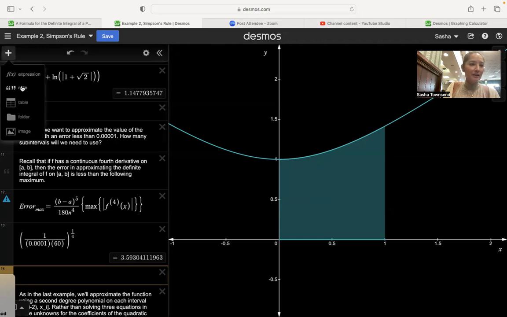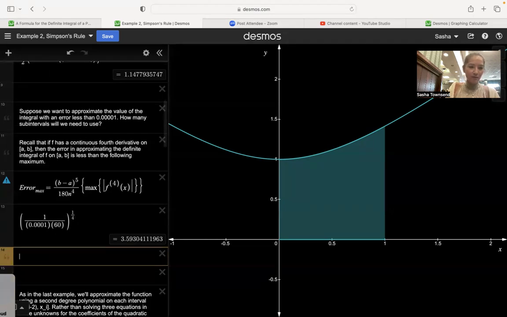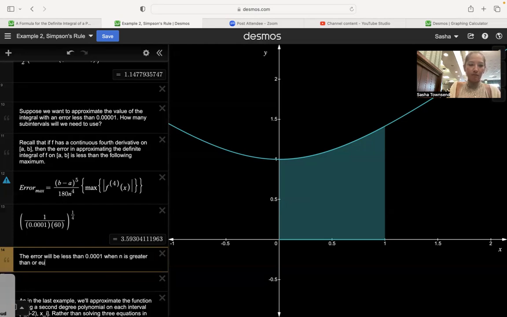Let's type that in our Desmos graph. We'll say the error will be less than 0.0001 when n is greater than or equal to 4. So we'll use 4 subintervals, just like we did last time.